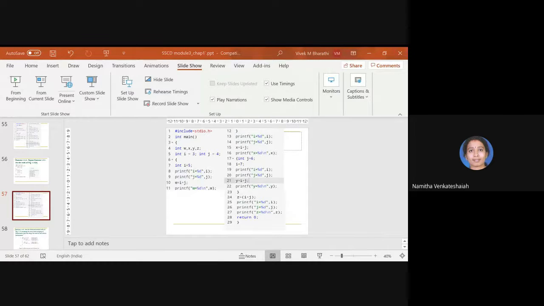So could you understand this? Reply in the chat window. Do you know how the W X Y Z value comes? Reply in the chat window. Okay, let me continue.